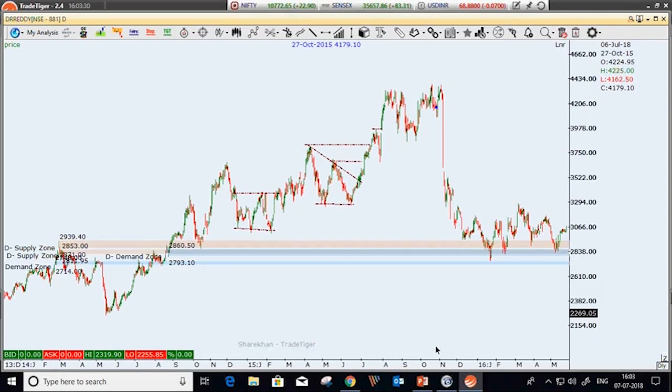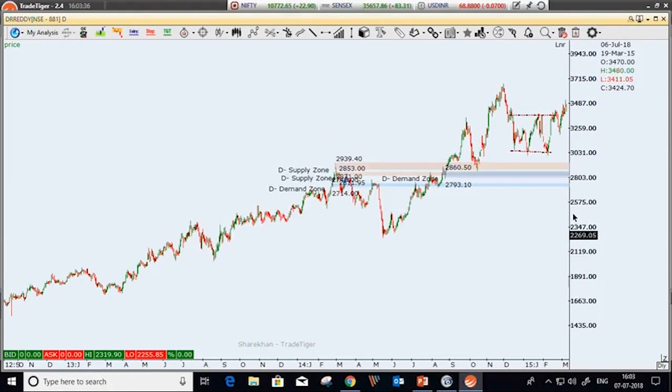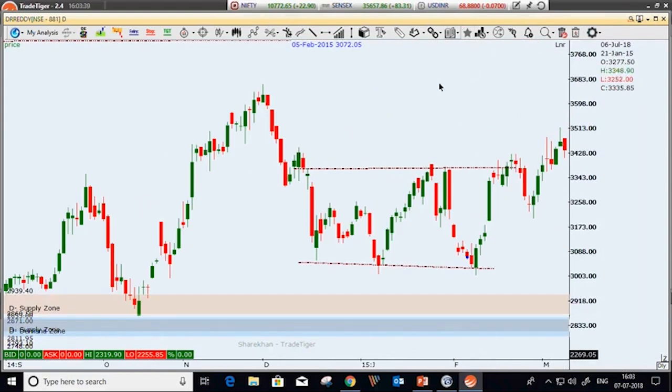Friends, any questions, any challenges? In fact, if you go and check this chart, it is full of hidden zones. I can show you so many examples. So let's say I remove this. I draw a resistance here.